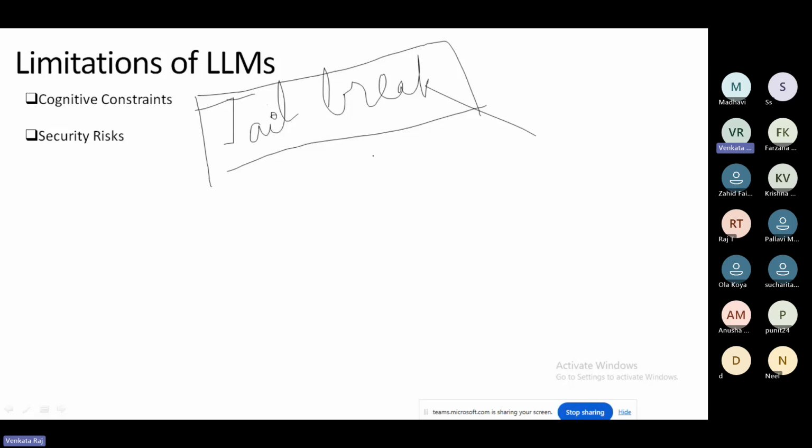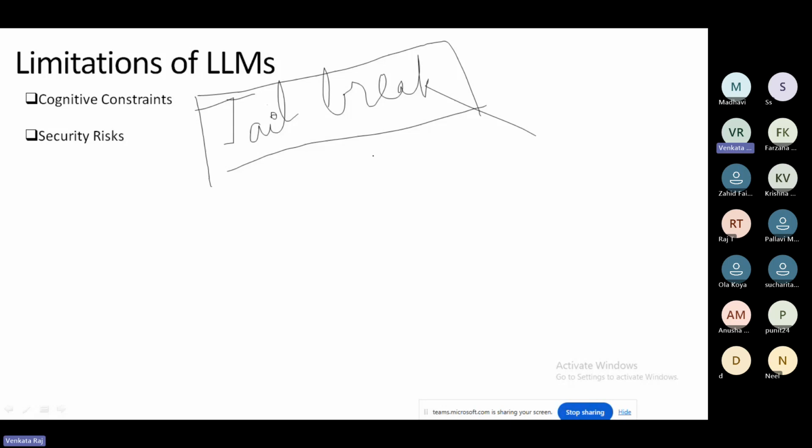Means someone is trying to inject or modify or update something into the AI model in such a way that it will generate hate content or bad content, which is not ethical. So this phenomenon is known as jailbreak. So this is one kind of security risk, everyone. Clear? This is one kind of security risk.